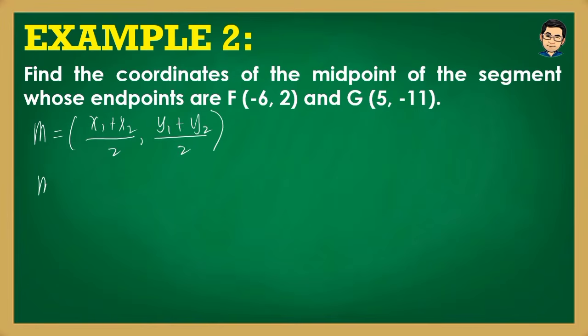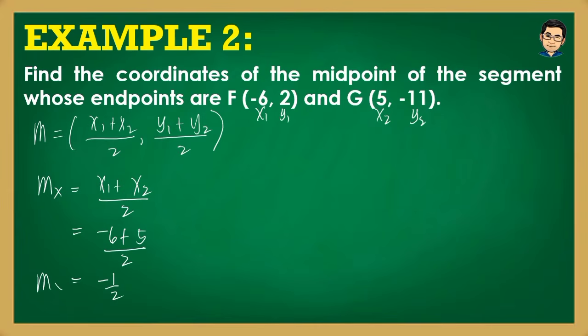And then, una muna yung coordinates ng x. Yung x coordinate muna ng midpoint. So, i-label natin x sub 1, y sub 1, x sub 2, y sub 2. Okay. Next. So, x sub 1 is negative 6 plus x sub 2, 5 over 2. Negative 6 plus 5 is negative 1 over 2. So, yung x-coordinate ng midpoint is negative 1/2.